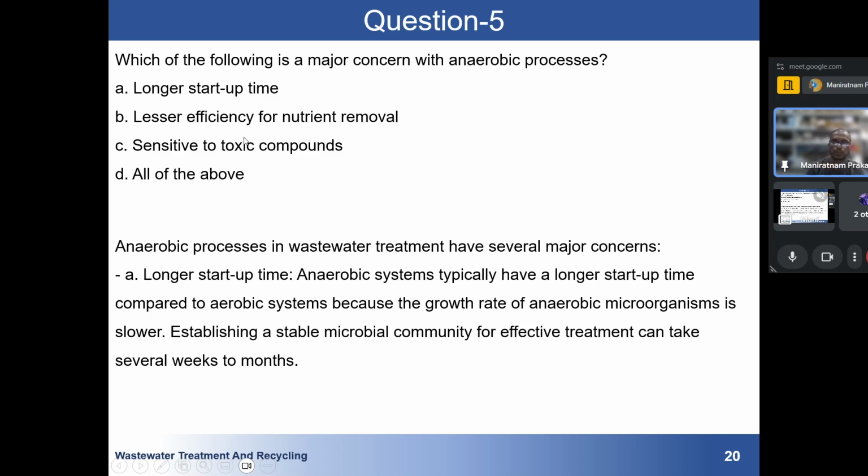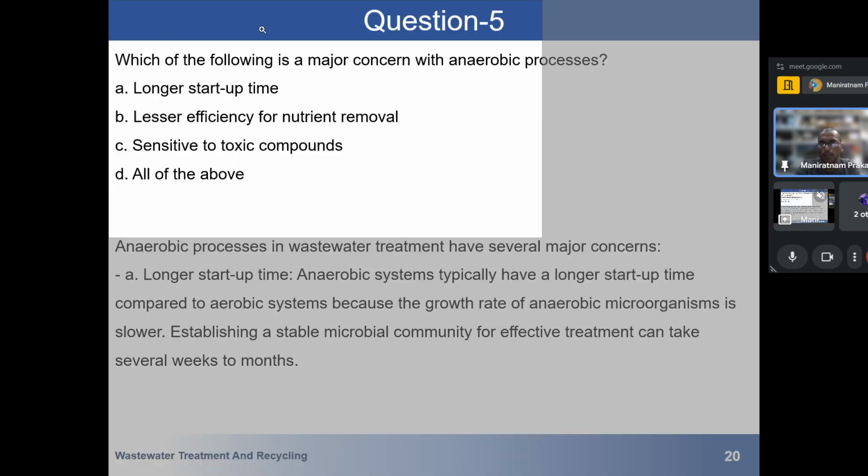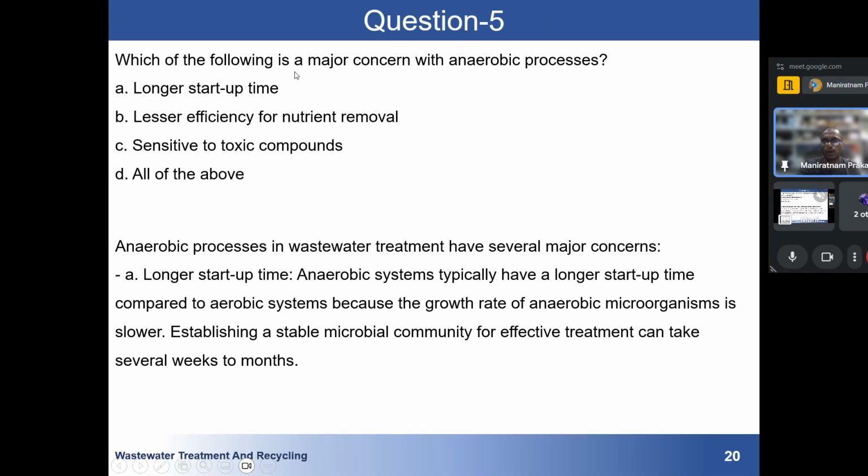So, try to answer this question. Which is the major concern with anaerobic process? Lesser startup time, lesser efficiency for nutrient removal, sensitive to toxic compound. If you have paid attention to the advantage and disadvantage part, they are asking which are the major disadvantages. If you have paid attention to the slide I shared a few minutes ago, you will be able to answer it.